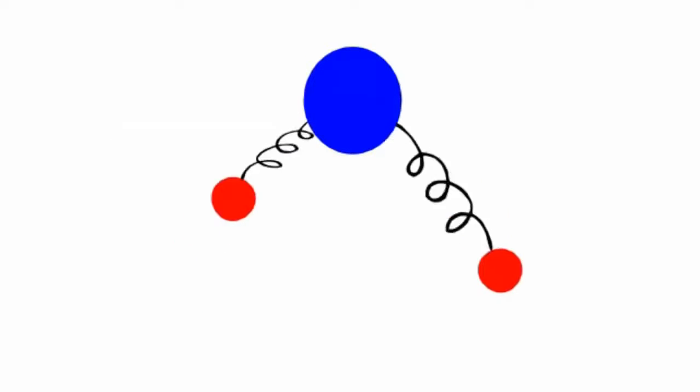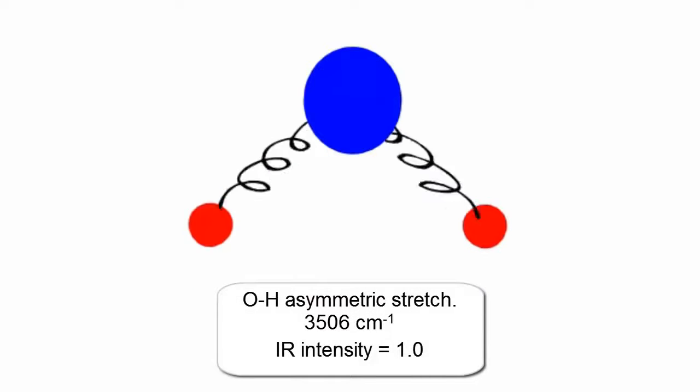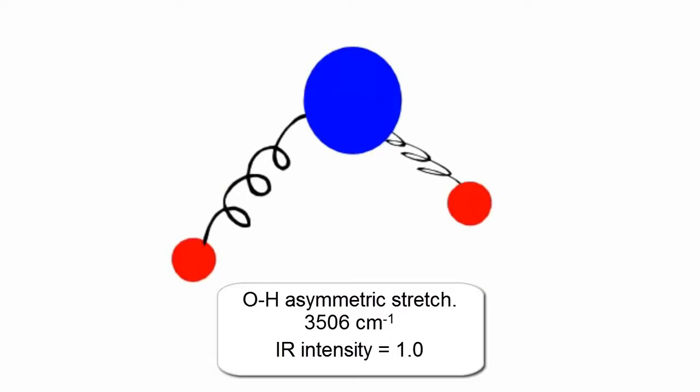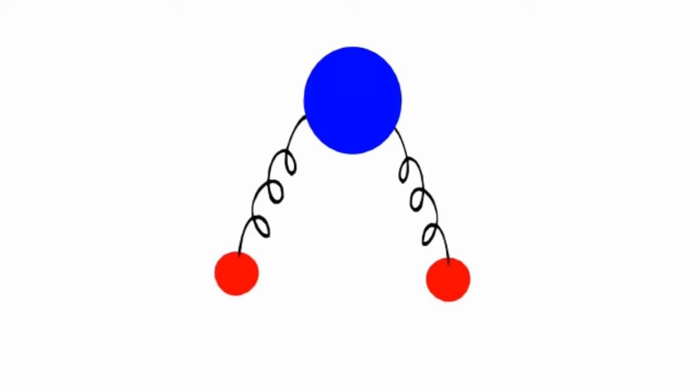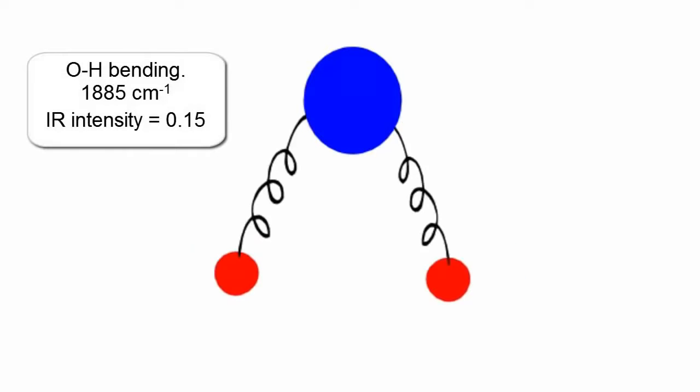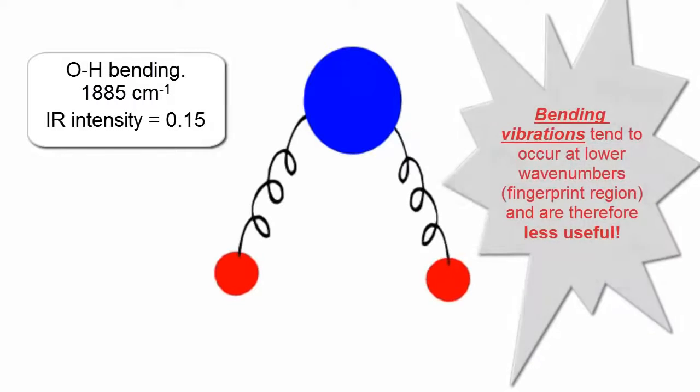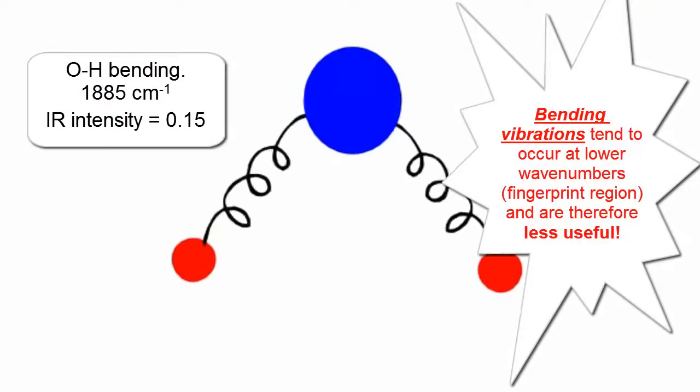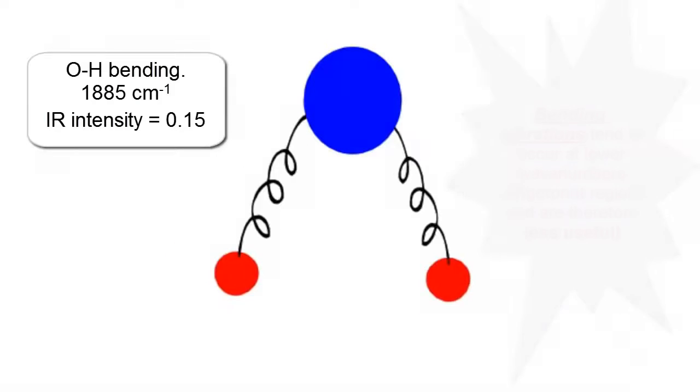This is the asymmetric OH stretch. Occurs around 3,506 reciprocal centimeters and has a much greater intensity of around 1.0. And next, this is the OH bending. Occurs around 1,885 reciprocal centimeters with a relatively small intensity of 0.15.